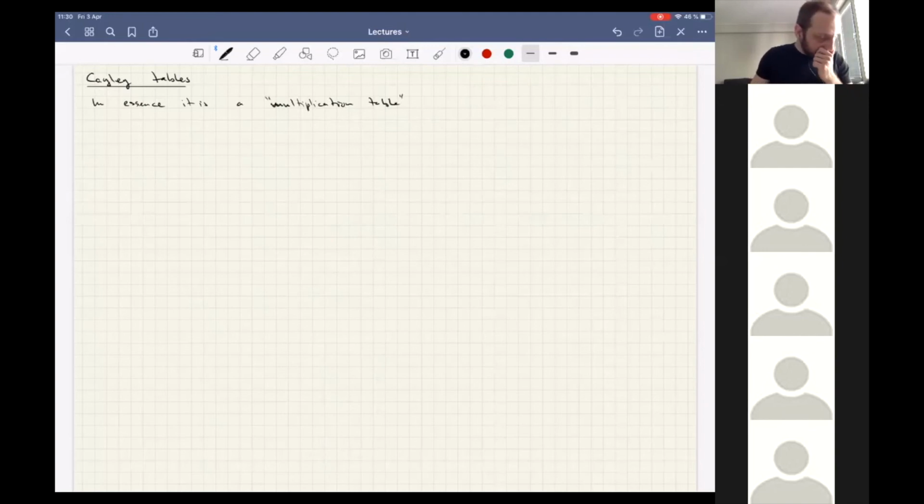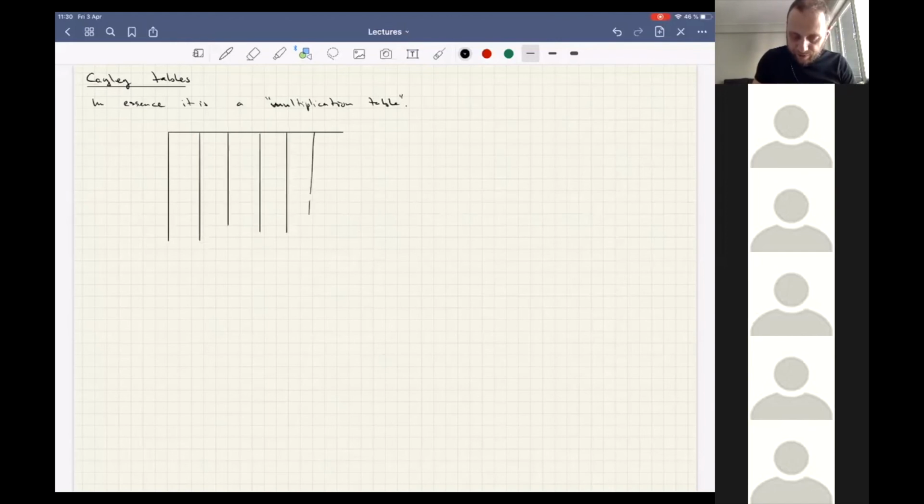And so what we do is that we do exactly the same thing as you do with multiplication tables. You make a table like this, and the size is going to be different depending on how many elements you have in your group. But let's just start like that.